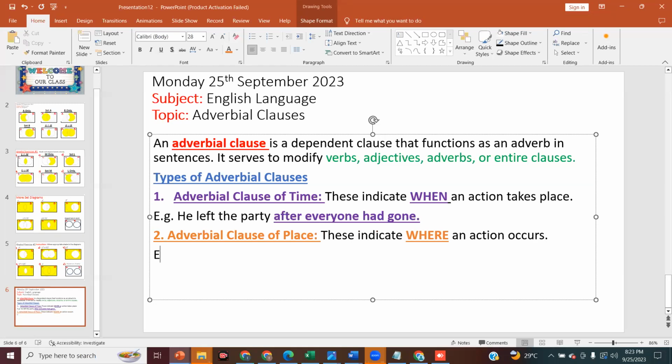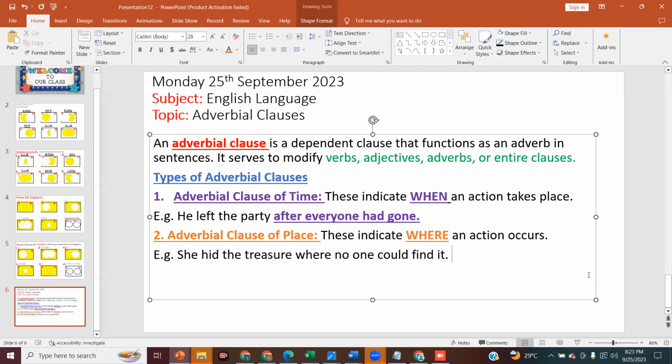So let's look at an example. She hid the treasure where no one could find it. So she hid the treasure where no one could find it.